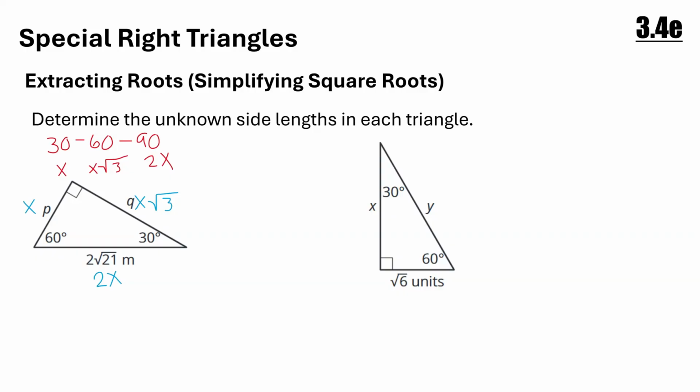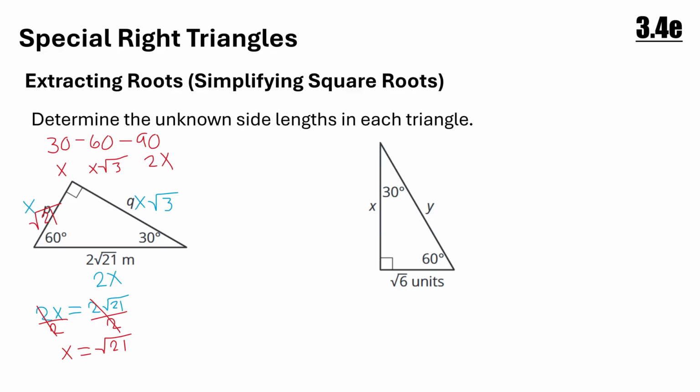Start with solving for x. 2x equals 2 times the square root of 21. Divide both sides by 2 to get x equals the square root of 21. This means P is the square root of 21.